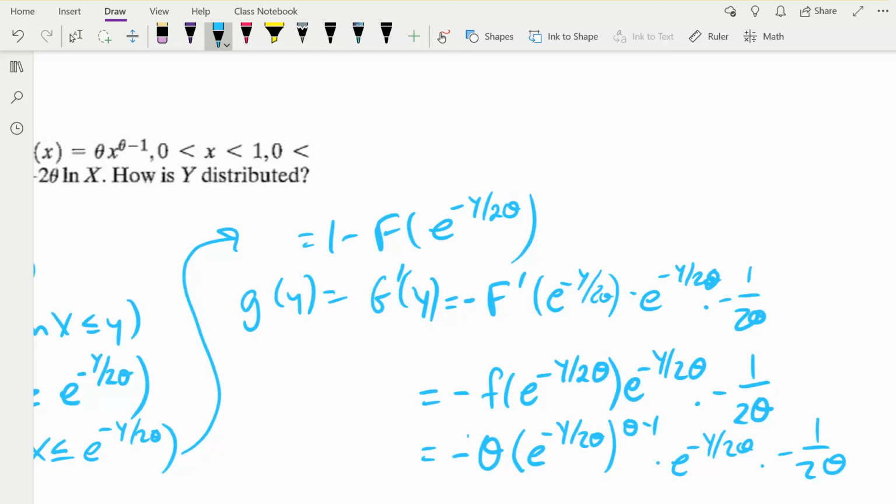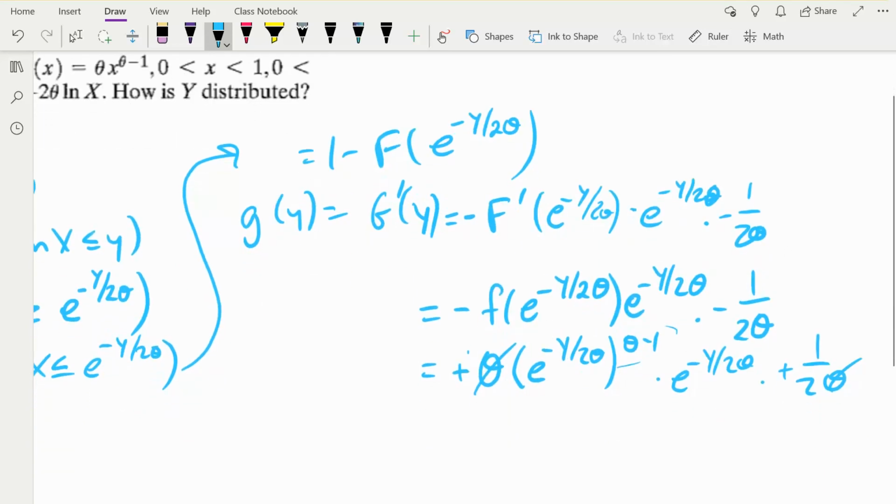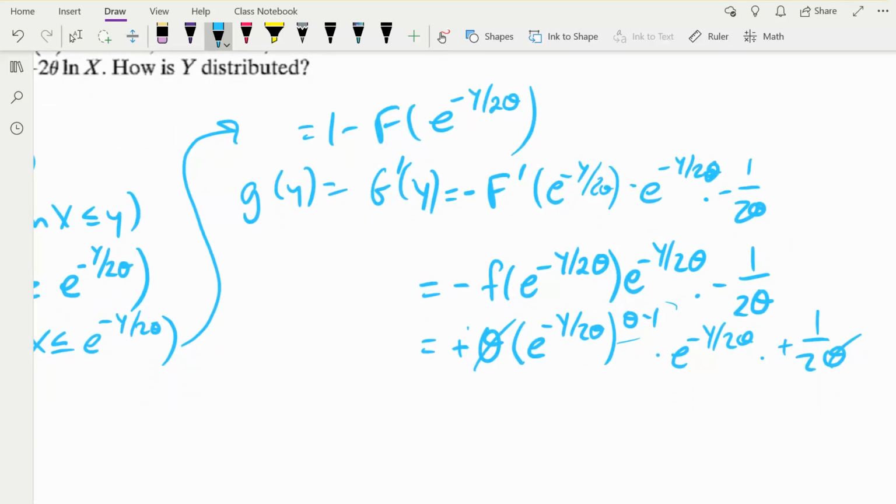Because this is going to simplify actually quite nicely. It asks how y is distributed. Do I recognize that distribution the way I've got it written right now? No. So it better be a little bit nicer somehow. So yes, like Ashlyn said, we can get rid of the negatives, right? We can cancel the thetas. What do we do with the exponents here? Add 1 to the theta minus 1. We multiply those together, right? And then add this one on.